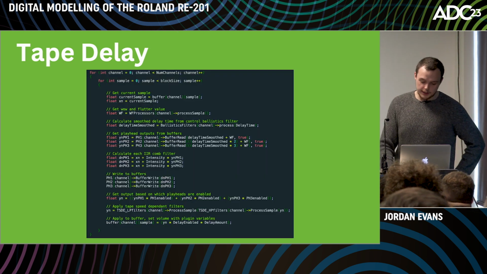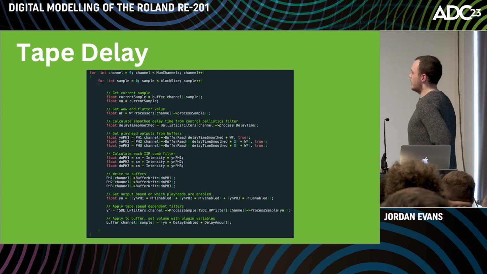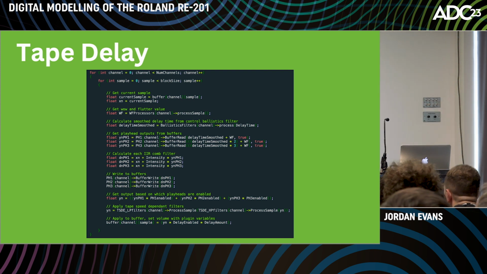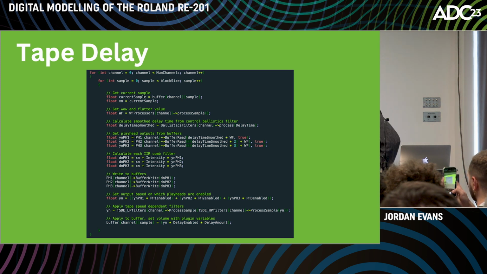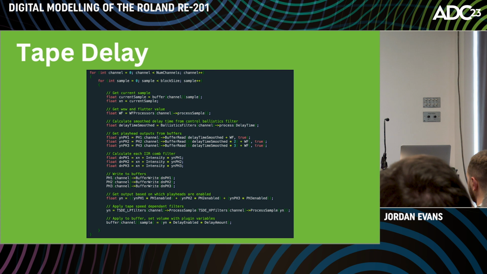And then we end up with a tape delay processor that looks a little bit like this. We've got our wow and flutter here, and then we smooth our delay time using a ballistics filter. And then we've got our playhead outputs here, our feedback. We write back to our buffers, and then we just get which playheads we want based on what's actually activated at the time. And then, of course, we've got our tape speed dependent equalizers at the bottom.